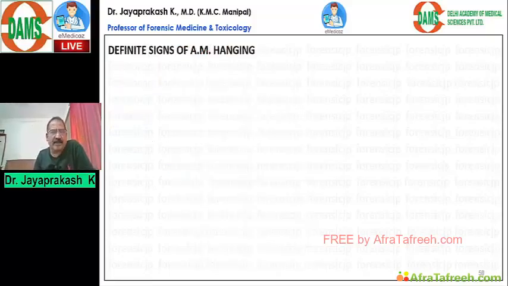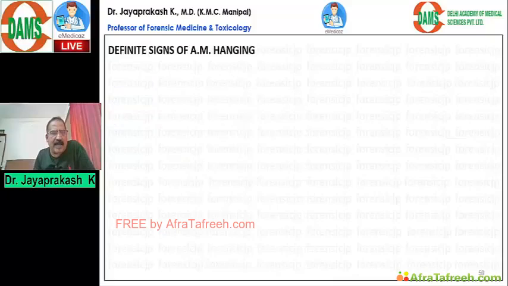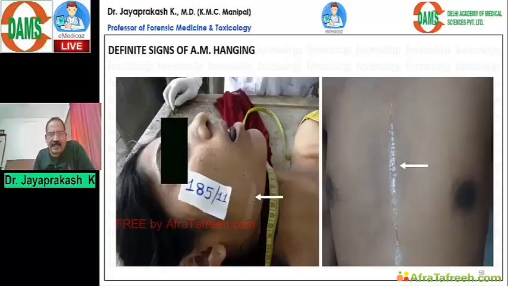Less than 1 year. What are the definite signs of antemortem hanging? All of you know the definite signs of antemortem hanging. Number 1, dribbling of saliva, 100%.